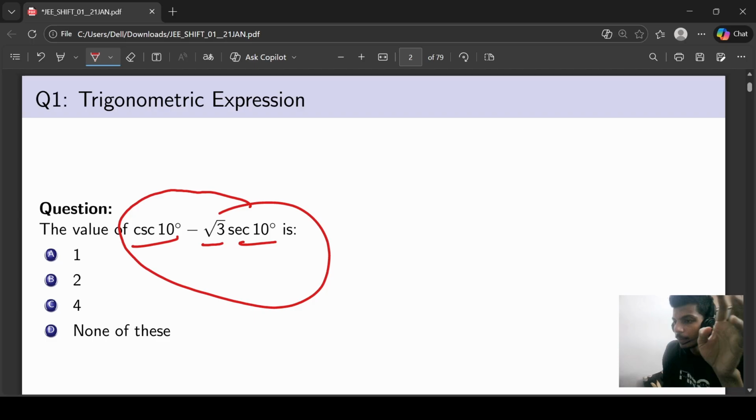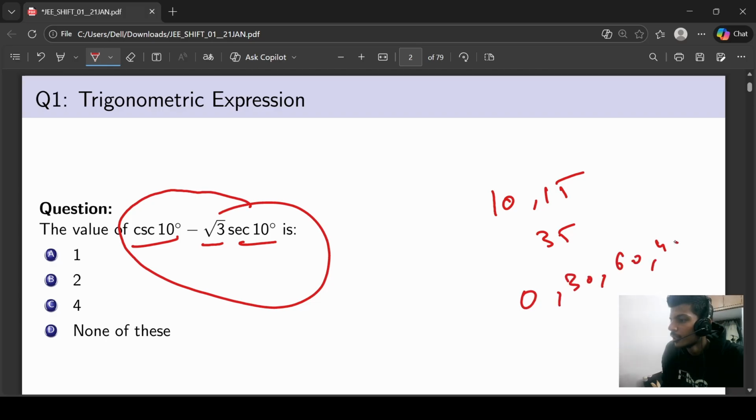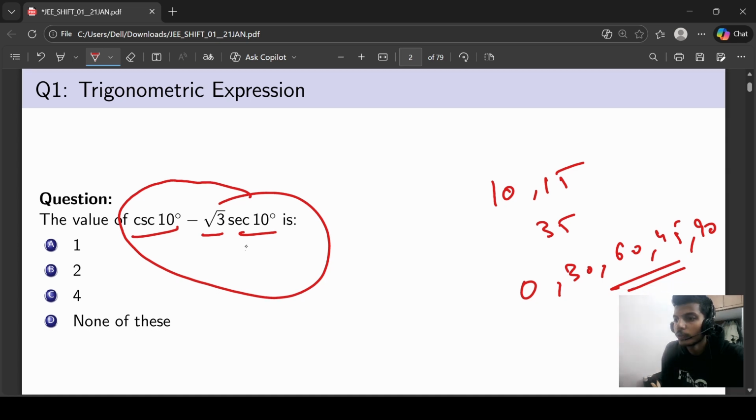Just remember one thing, whenever you have angles like 10, 15, 35, other than 0, 30, 60, 45, 90, in most cases they will cancel out each other. You don't have to find out the value of that. Always remember this. We have to simply solve it, and the MCQ options are 1, 2, 4 and none of these.